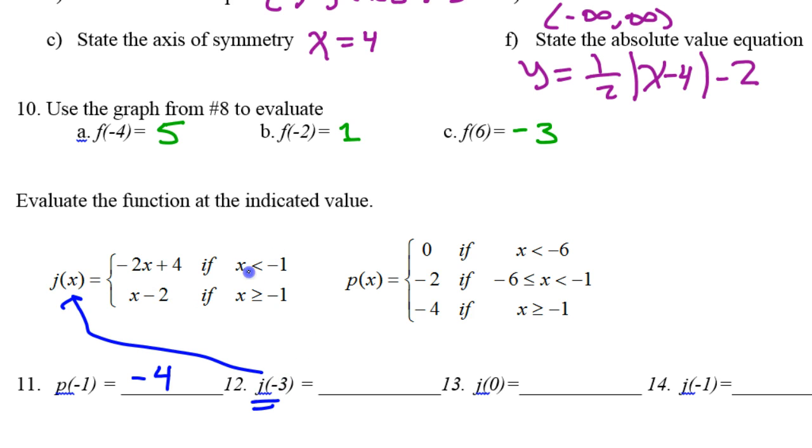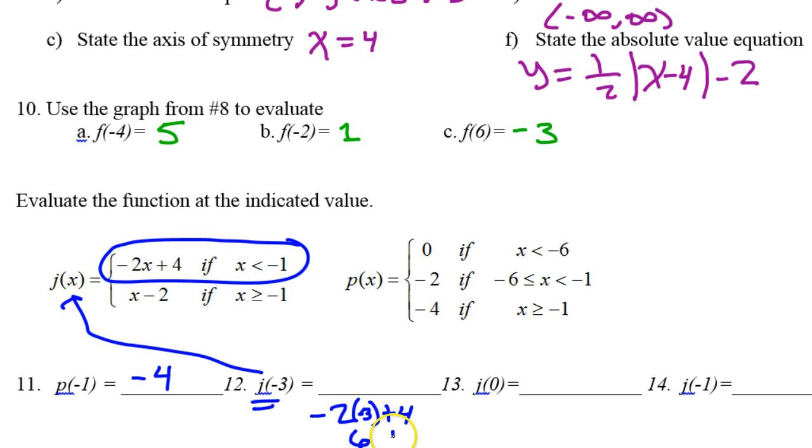Now -3. Is -3 less than -1? Well, yes it is. So that tells us that we're using the top part. So we have -2x plus 4. Okay, that means since x is going to be -3, we have -2 times -3 plus 4. Negative times negative is a positive, so that's going to be 6 plus 4, which of course is 10. So the answer to that one is 10. All right, let's do that again.